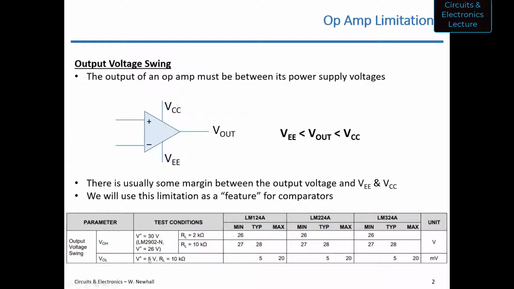And then you'll see here, they talk about the low voltage. So what's the low voltage you get out if let's say VEE is 0 volts? You can actually get down into the millivolt range if the output is meant to go low and VEE is 0 volts. Okay, so that's just an example. But just remember this. We'll use this as a feature shortly.